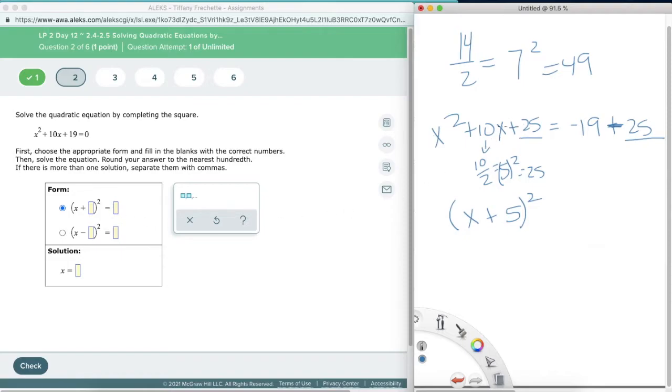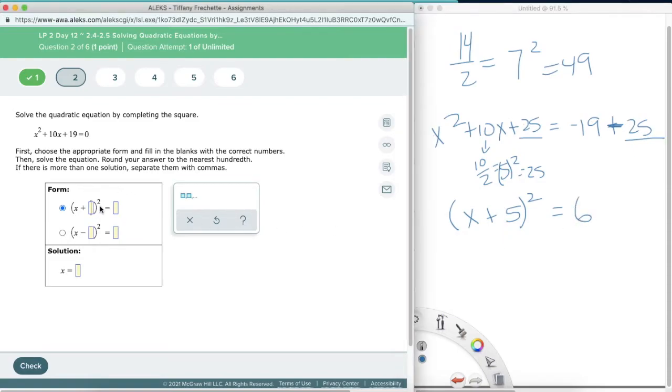Because if we recognize this pattern, we can immediately put it into the factor form, which is x plus 5 squared, equals, and these guys we just want to combine. So I have 19 negative plus 25 positive, so I get 6. So this is what I want to type in here is 5 and 6. I'm not going to fill this one in because I'm only using this form. So now down here, they actually want us to figure out what this answer is.